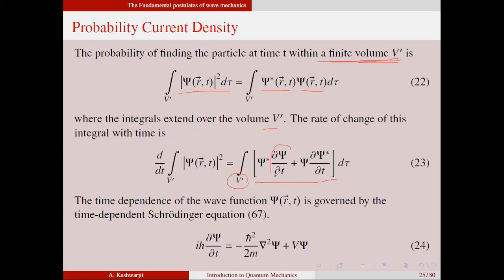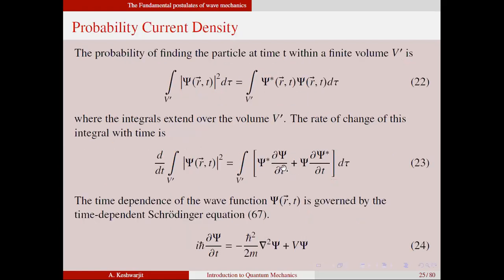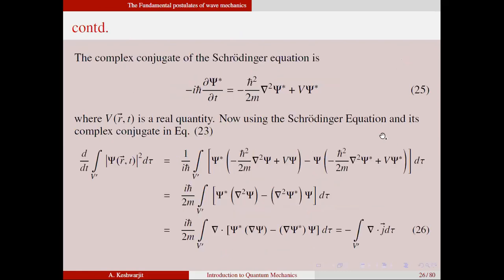Then this del psi by del t, I'll use the Schrodinger equation and substitute the expression here. And this del psi star by del t, I'll use the complex conjugate of the Schrodinger equation and substitute it here. We'll get an expression which is similar to the last expression we obtained in the earlier example. So the complex conjugate of the Schrodinger equation is this, and so we use the del psi by del t from the Schrodinger equation, and del psi star by del t from the complex conjugate of the Schrodinger equation. Then we get this expression.